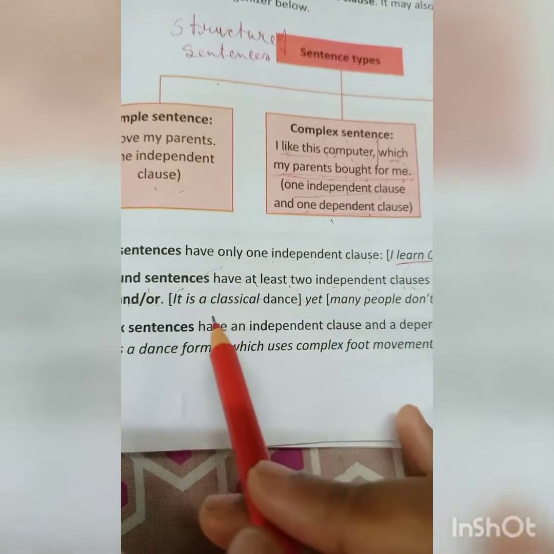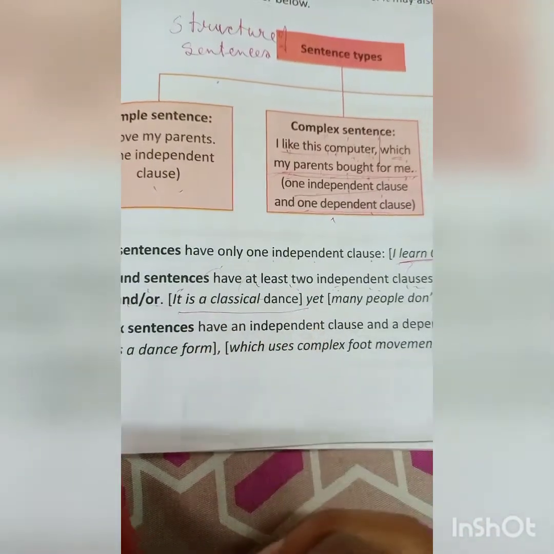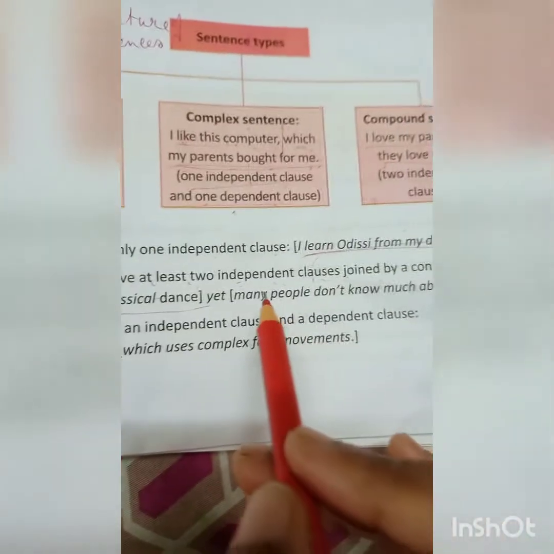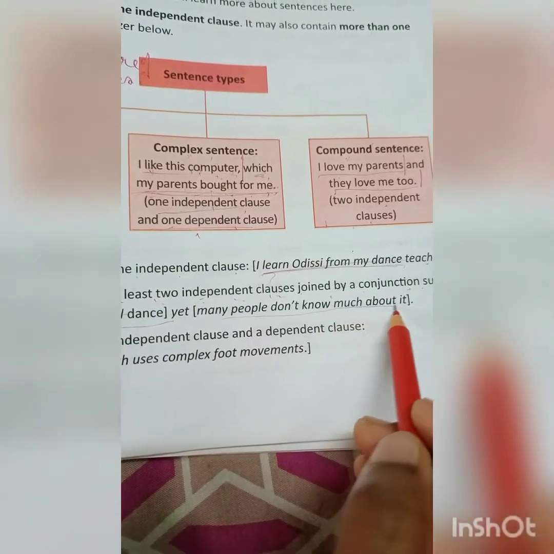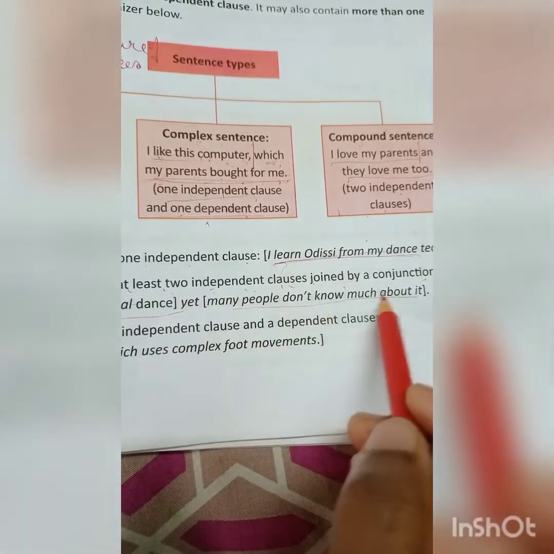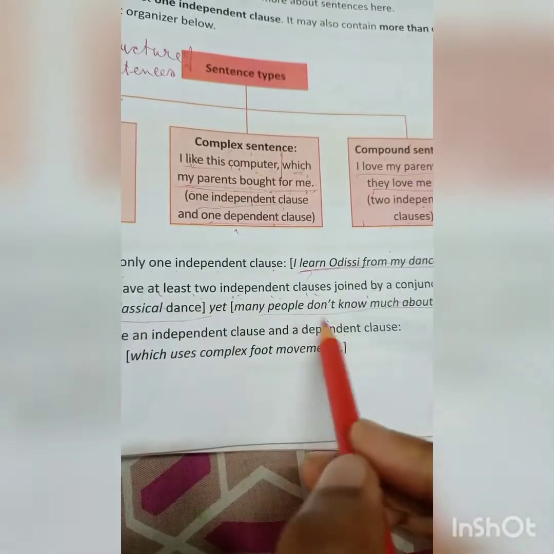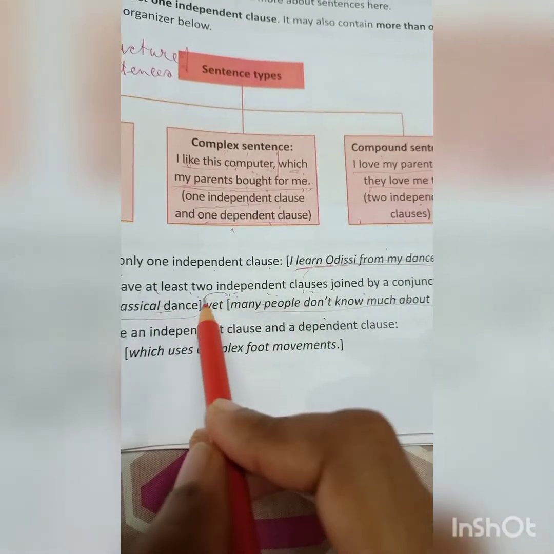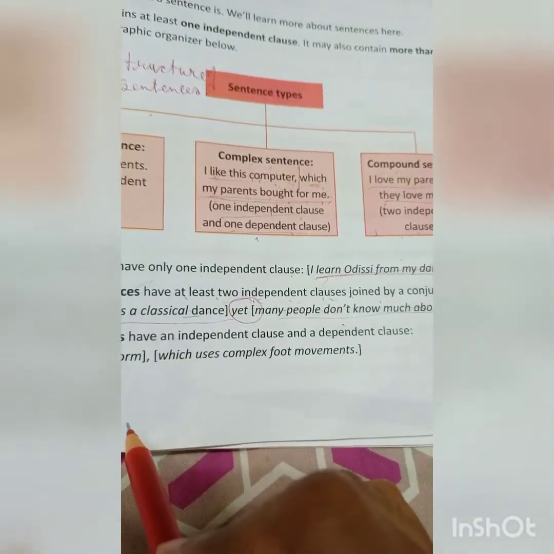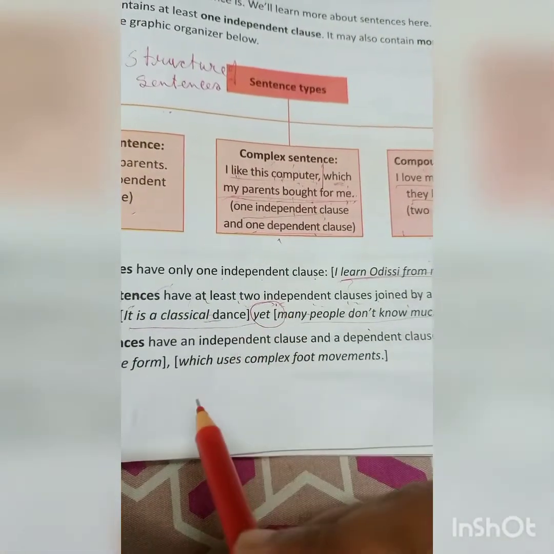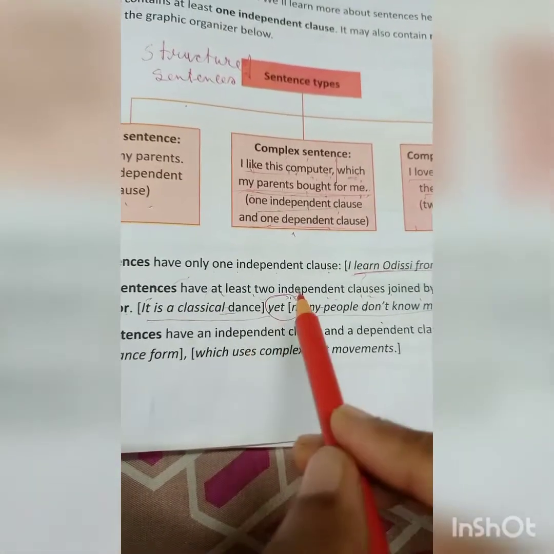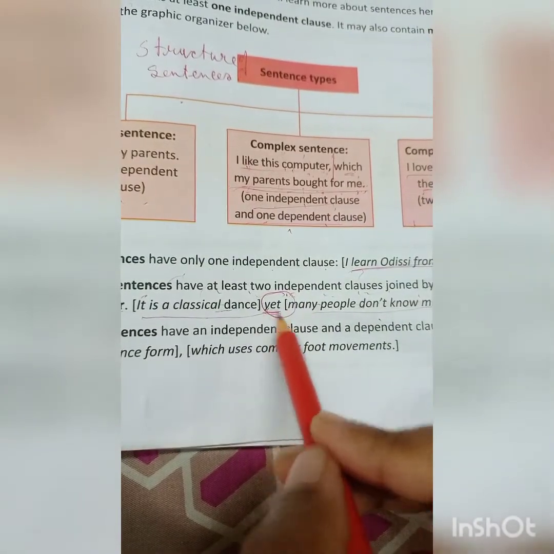It is a classical dance. One part of the sentence. Many people don't know much about it. This is another part of the sentence. Okay. Joined. So two independent sentences joined by the conjunction yet. This is the compound sentence. Okay. A compound sentence you can identify with a conjunction.